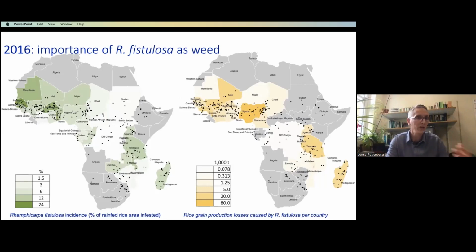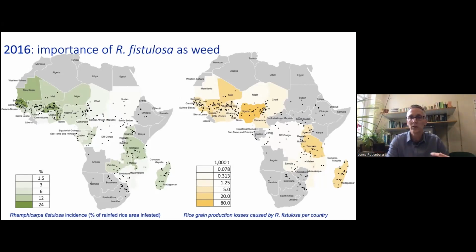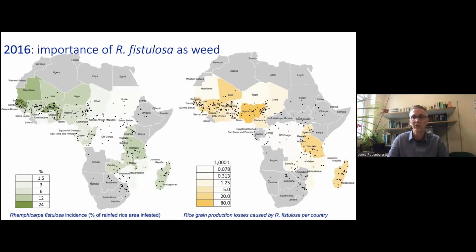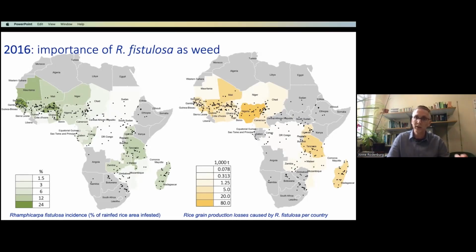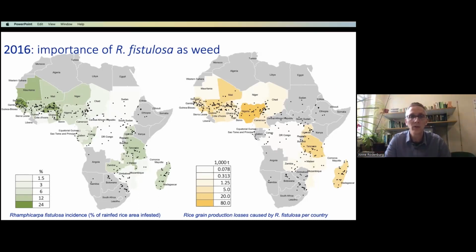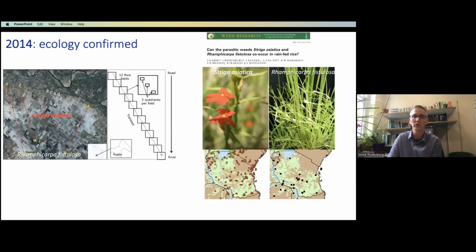And so you see Senegal, Burkina Faso, Nigeria, Mali in West Africa, and Tanzania and Madagascar in East Africa, and also Uganda. The gray areas are countries that do not really have rain-fed lowland rice, or where rain-fed lowland rice is not really important.